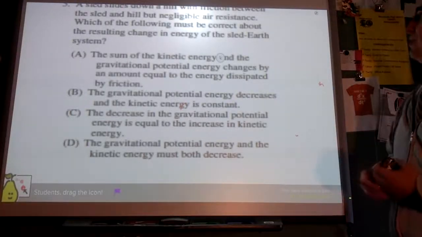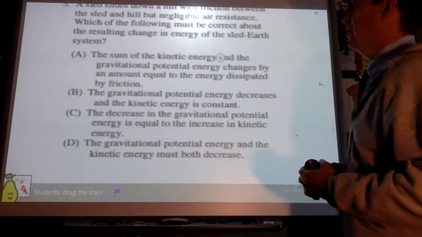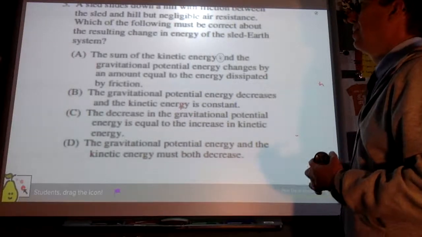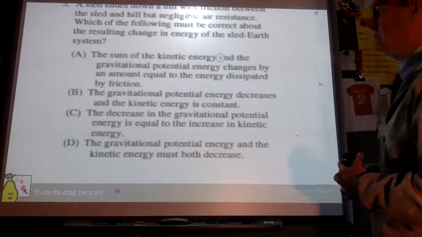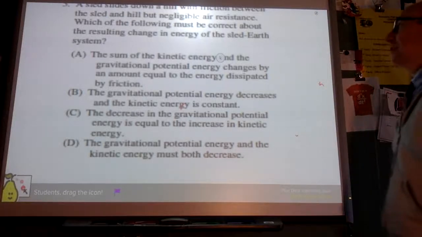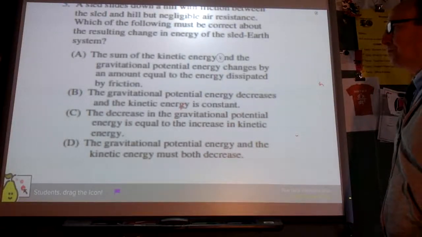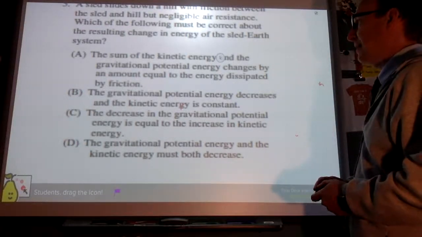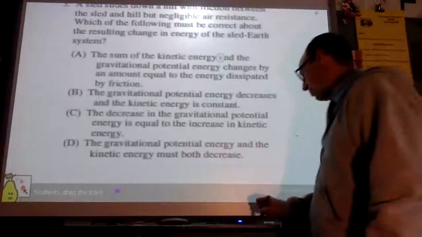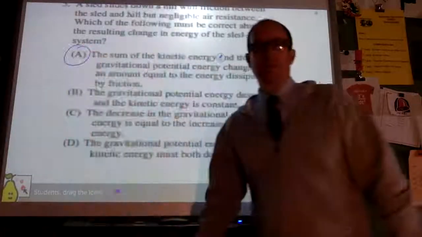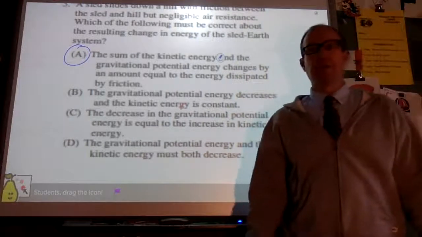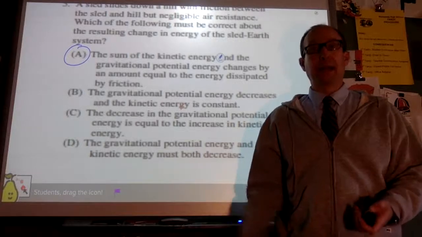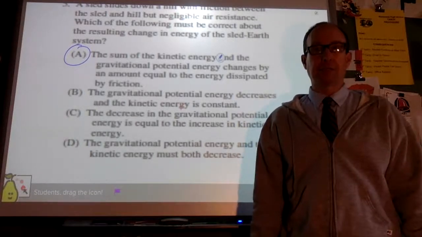A sled slides down a hill with friction between the sled and the hill, but negligible air resistance. Which of the following must be correct about the resulting change in the energy of the sled-Earth system? The sum of the kinetic energy and the gravitational potential energy changes by an amount equal to the energy dissipated by friction. So again, and we'll talk about this, we have conservative and non-conservative forces. The energy has to go somewhere. Sometimes it goes places that it's not easy to get back. It's hard for us to get back energy from friction.